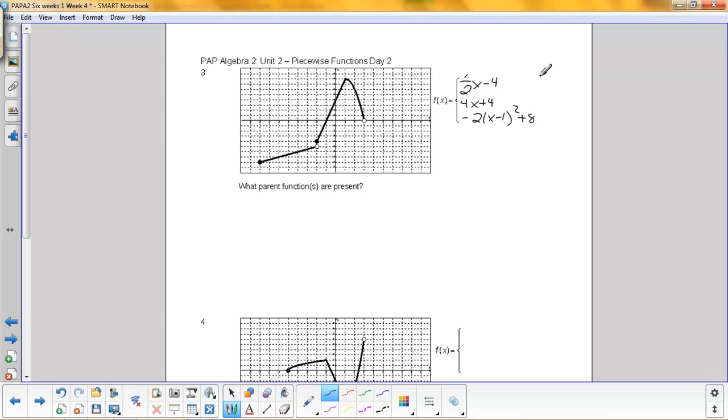The interval over which the first line occurs is negative 8 less than or equal to x less than negative 2. The interval where the second line occurs is negative 2 less than or equal to x, which is less than or equal to 1. And the final one is 1 less than x, which is less than 3. What parent functions are present? We have two linear functions and one quadratic function.